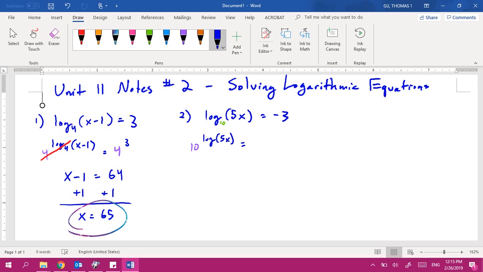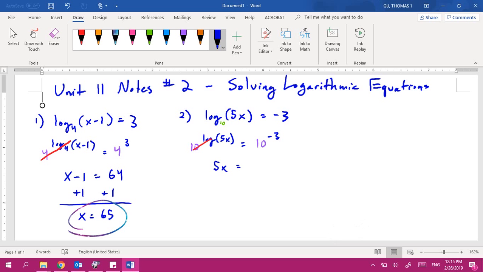So 10 raised to the log of 5x, and what's going to be on the right side of my equal sign? To the negative 3, exactly. Okay, so now what is this going to result in? What happens to the 10 raised to the log? Right, so what's left? 5x equals?